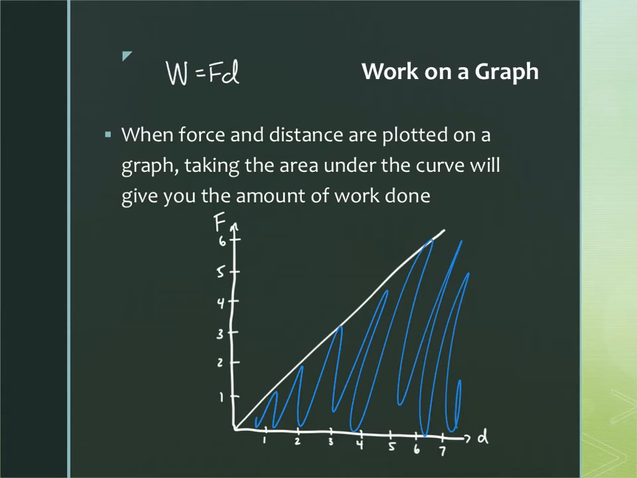For example, if they ask us what's the work done in the first 7 meters, we're going to take the area of this entire triangle right here, because our graph makes a triangle underneath the line. Now remember that the area of a triangle is equal to 1/2 base times height. So in this example, our base is 7 meters times our height of 6 newtons.